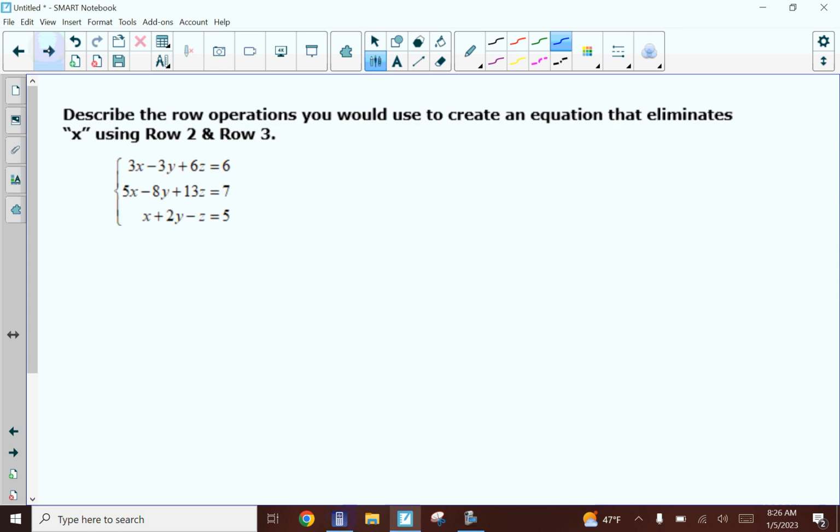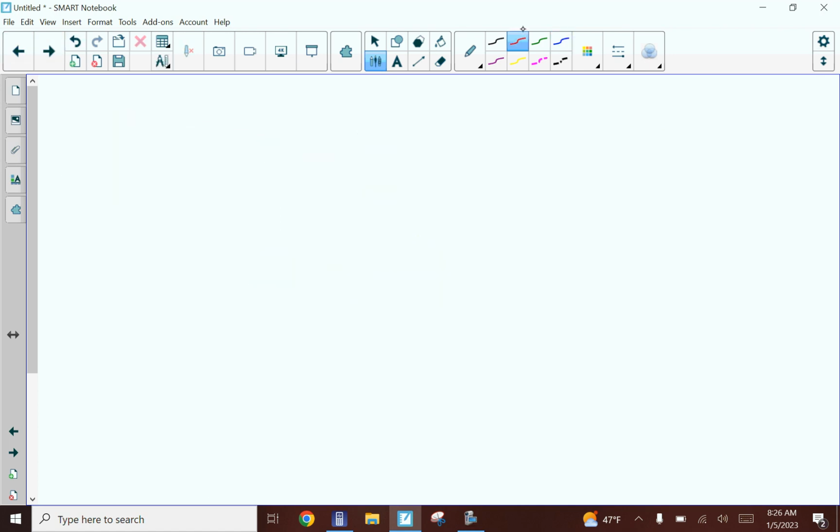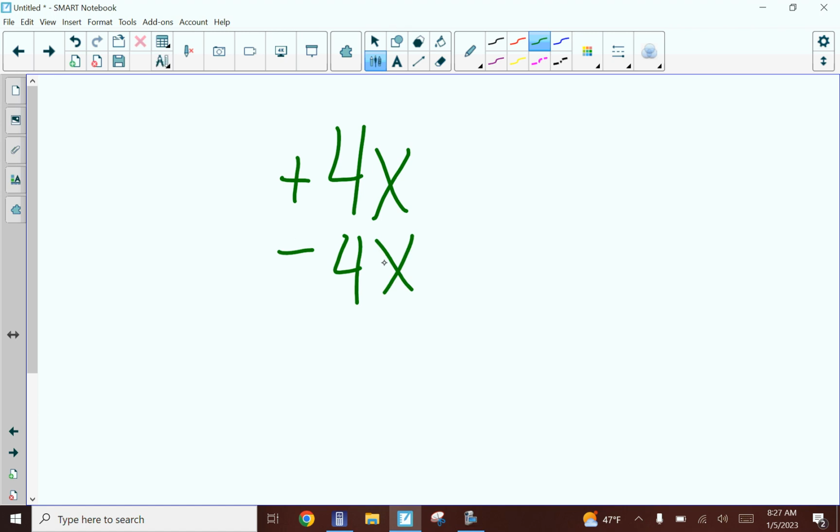Okay, so now what we got to do is we got to talk about how to get stuff to cancel. So let me just go back real quick and add a page. What I mean by cancel is, like, let's say I have 4x. The only way I can get this 4x to cancel is if it's a positive 4x, I have to have a minus 4x. Positive 4x and minus 4x would cancel.